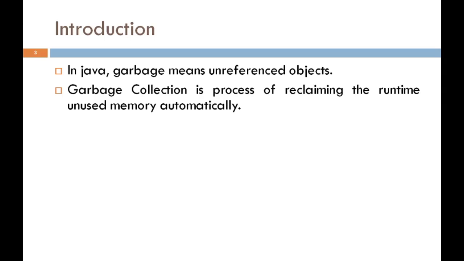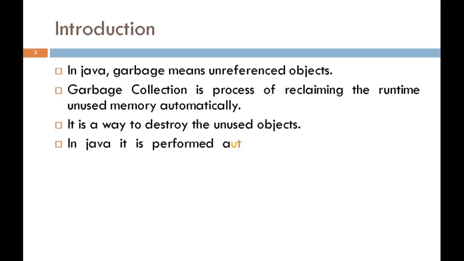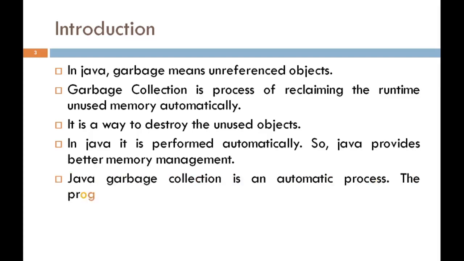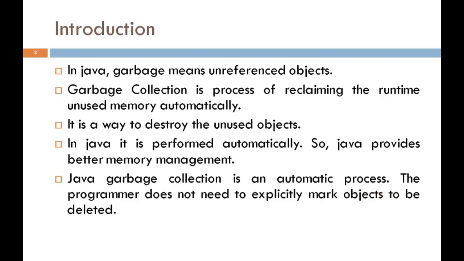Other languages like C and C++ do not support automatic garbage collection. However, in Java, garbage collection is automatic. Garbage collection is a way to destroy unused objects, and in Java it is performed automatically. So, Java provides better memory management. The Java garbage collector is an automatic process, so the programmer does not need to explicitly mark objects to be deleted.